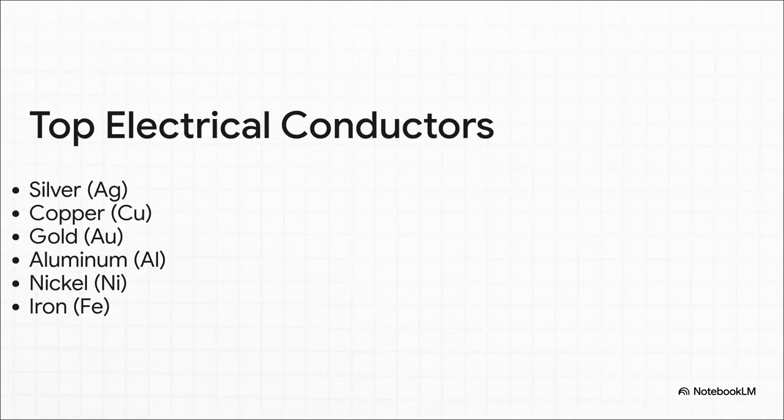And what about moving electricity? Now, you might think it's gold because, well, it's gold. But silver is actually the champion conductor. So why aren't the walls of your house wired with silver? Well, look at number 2, copper. It's an amazing conductor, and it's way, way cheaper than silver. It's the perfect sweet spot between performance and price.